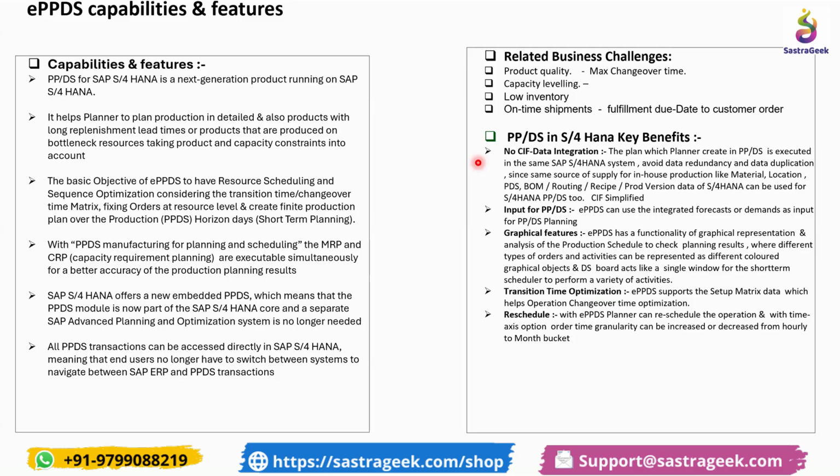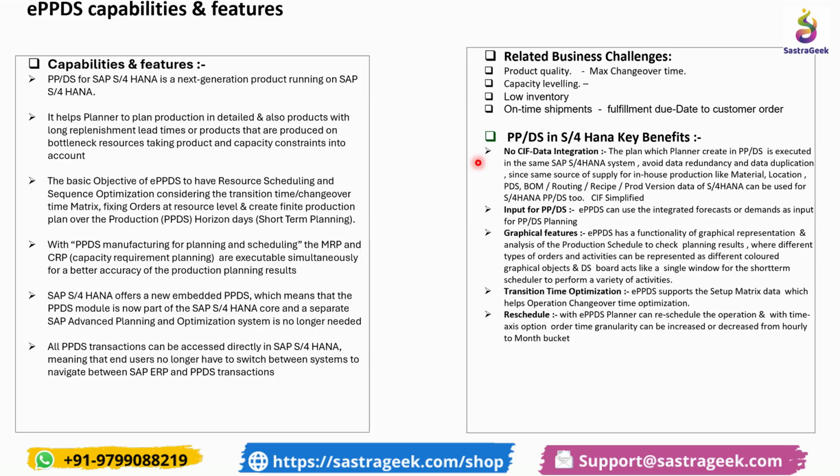And the second part is that the PPDS model is now a part of the S4 HANA, and a separate APO system is no longer needed. They have just cut off from the APO. All transactions can be accessed directly from the S4 HANA, meaning that the end user no longer has to switch between the two systems. Earlier, we had to switch into the APO system and then come to the S4 or ECC system to see the transaction. So now it's an embedded system in the one system itself.